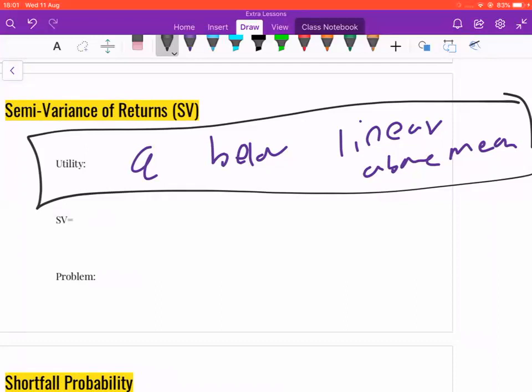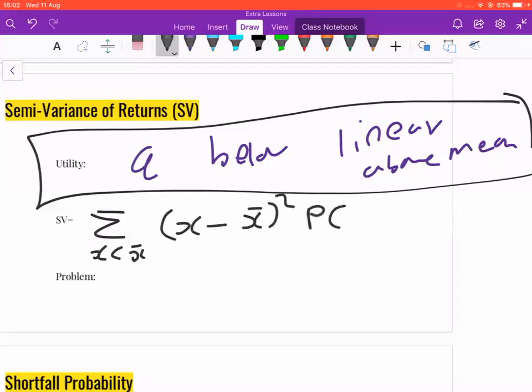So shortfall probability measures probability. I mean, semi-variance measures variance below the mean, right? Since it measures the variance below the mean, you can write it like this. In terms of discrete, it's going to be the sum over x being less than x bar, where you will have (x minus x bar) squared times p of x, right? So this is how you find the semi-variance.